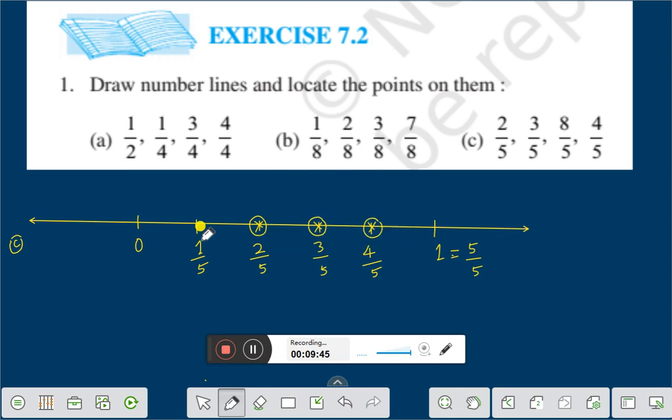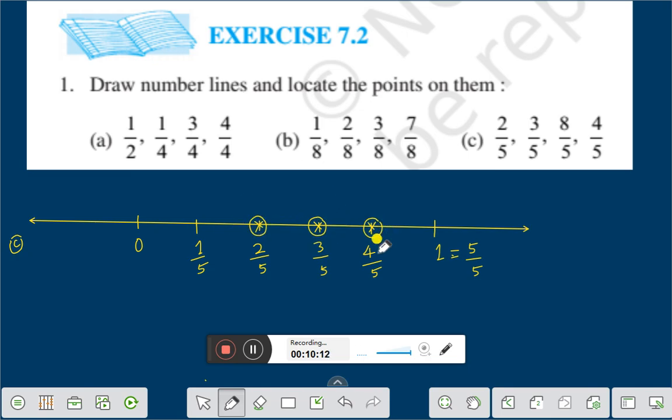That is 1, 2, 3, 4, and 5 equal parts, right? This is 1 part out of 5 parts, that is 1 by 5, 2 parts out of 5 parts, that is 2 by 5, 3 parts out of 5 parts, that is 3 by 5, 4 parts out of 5, that is 4 by 5, and 5 by 5, that is 1 part, is equal to 1, right? If we represent 2 by 5, therefore this point is 2 by 5.